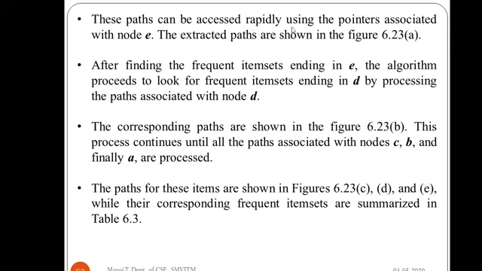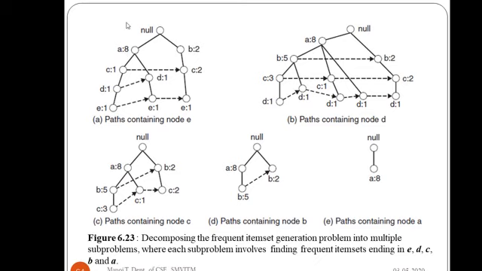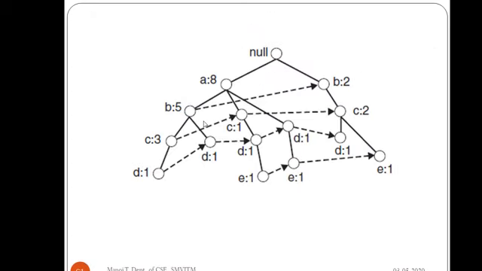These paths can be accessed rapidly using the pointers associated with the node E. You might remember that each node had the support count as well as the pointers pointing to the similar nodes. That cross reference is used to rapidly access the same node present in different paths. So the extracted paths are shown over here, that is, the paths containing the node E. This is derived from this particular tree.